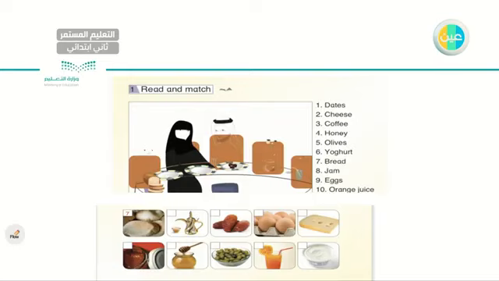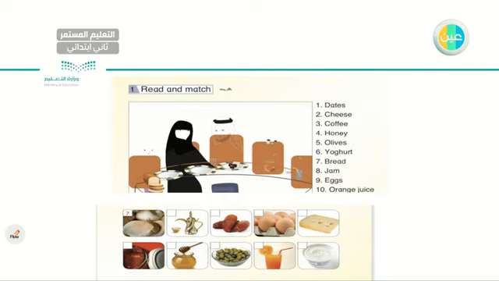Dates. Cheese. Coffee. Honey. Olives. Yogurt. Bread. Jam. Eggs and orange juice.